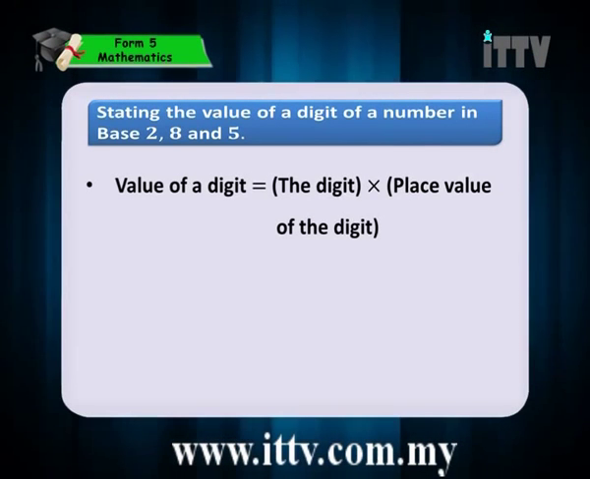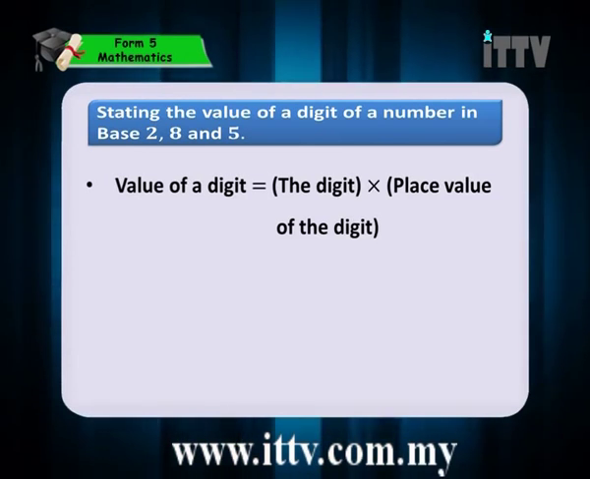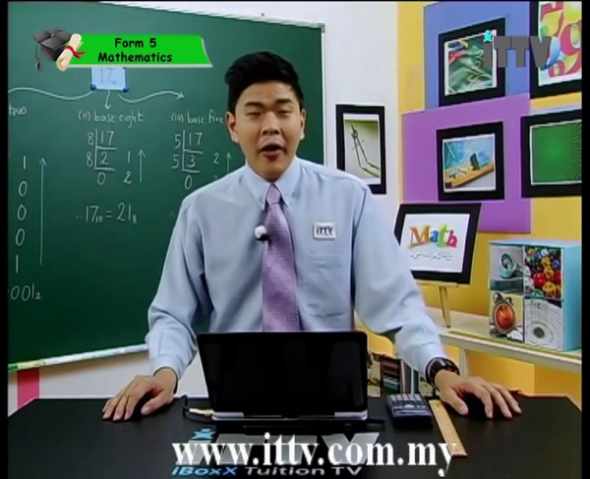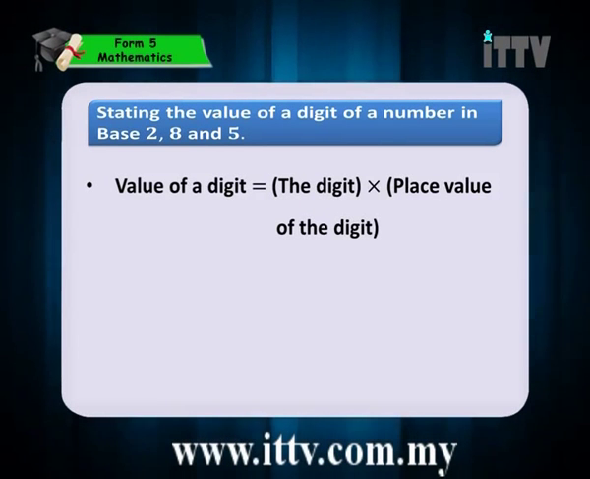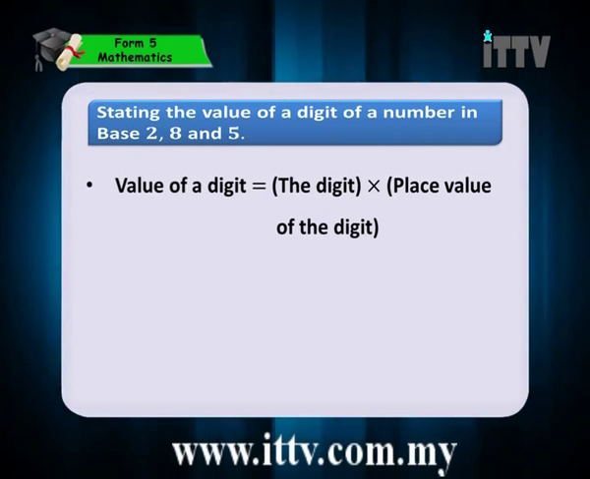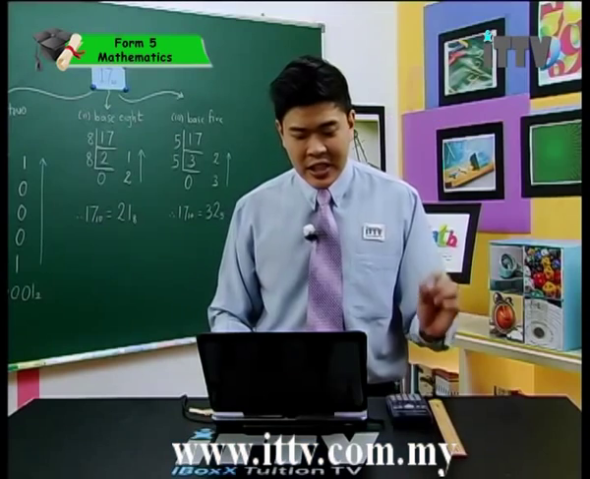Stating the value of a digit of a number in base 2, 8, and 5. How do we get the value of a digit? The value of a digit is equal to the digit multiplied by the place value of the digit. Just think for a second.